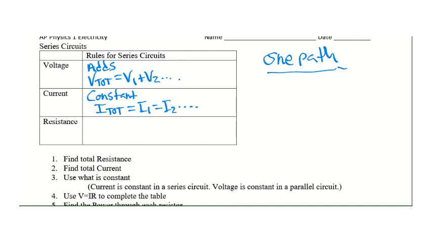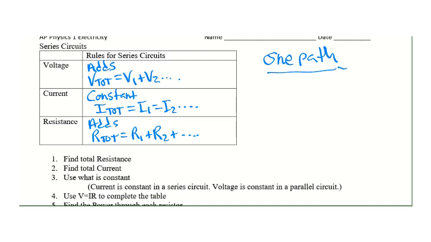Resistance. The rule for resistance is that resistance adds in a series circuit. That means that the resistance of the total circuit is equal to the resistance of resistor 1 plus the resistance of resistor 2 plus the resistance of all other resistors added together. So those are the rules for series circuits.